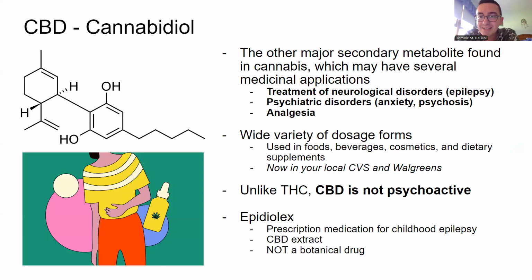Next up, the other secondary metabolite found in cannabis is CBD, or cannabidiol. It's mainly used in the treatment of neurological disorders like epilepsies, and can also be used with psychiatric disorders, anxiety, psychosis. But I think the main products that you will see, especially in terms of balms and cosmetic dosage forms, are for analgesia or pain relief. And it comes in a wide variety of dosage forms used in foods, beverages, cosmetics, dietary supplements, coming to a Walgreens, a CVS, and Albertsons near you.